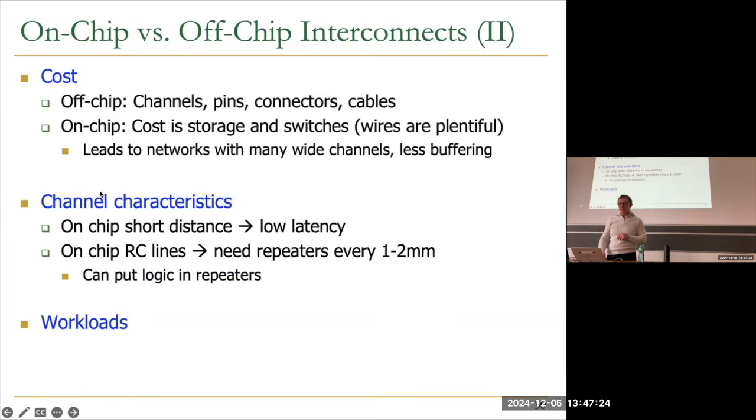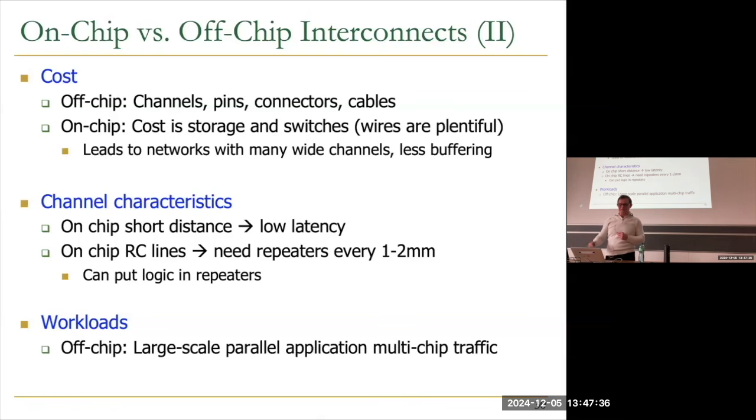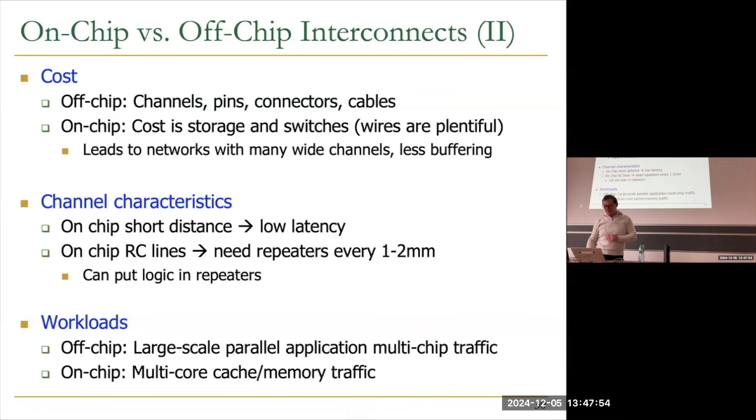So channel characteristics: on chip, you have short distance, low latency. And essentially, you can also do other things on chip more easily. For example, put logic in repeaters, right? And workloads also are a little bit different. Off chip, usually you have large scale parallel applications, multi-chip traffic, or some sort of distributed computation, right? As we discussed last time, or in one of the lectures, we can distribute computation on the network, right? Through message passing, etc., on the internet also. Essentially, that sort of traffic is a little bit different from multi-core and cache memory traffic.